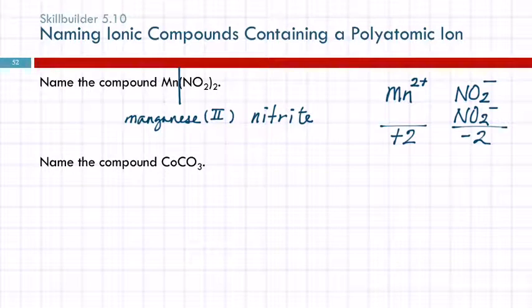How about this one? Well, the first element is cobalt. Cobalt's a metal, but it's not in groups 1A, 2A, 3A, zinc, or silver. So we need parentheses to save space, to remind us to come back and put that Roman numeral in there. Two ions. There's the cobalt, and there's everything else. What's the name of the CO3? Carbonate.